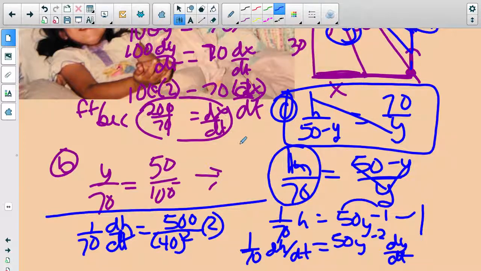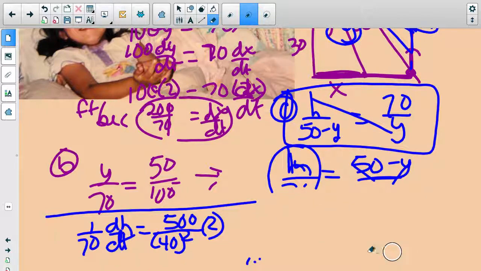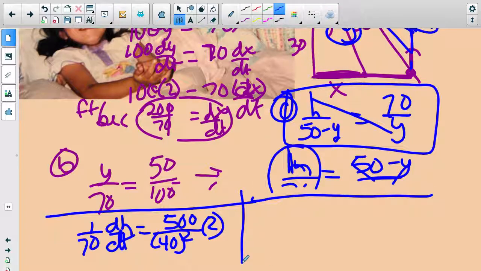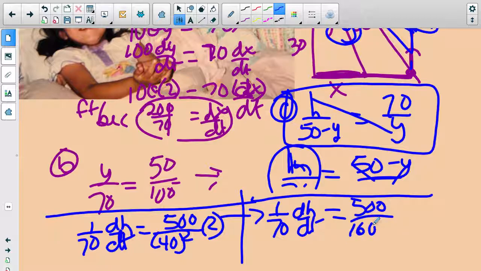If it's not a calculator active problem, I'm just going to erase this so I can keep on this slide. Okay, so if it's not a calculator active problem, or this is good standardized test taking skill, which most of you may be through with for a while, but this is 1/70 dH dt. This is 50 over 1600 times 2. And so I can reduce that, and 2 goes into 16 8 times.